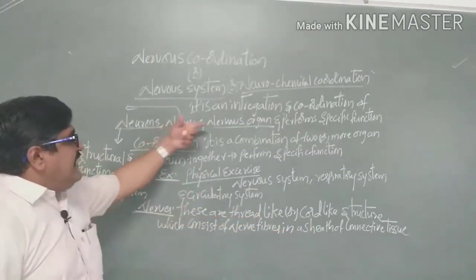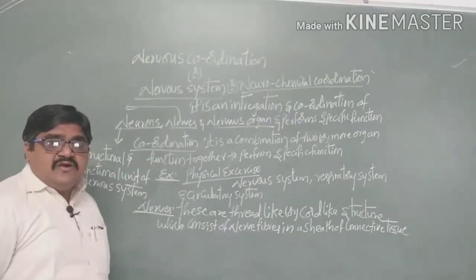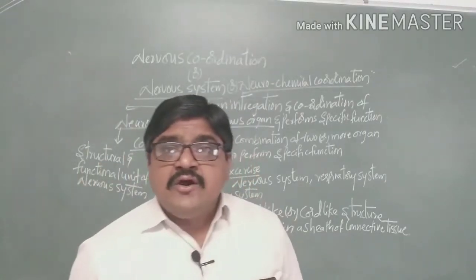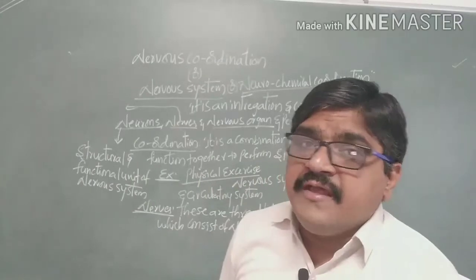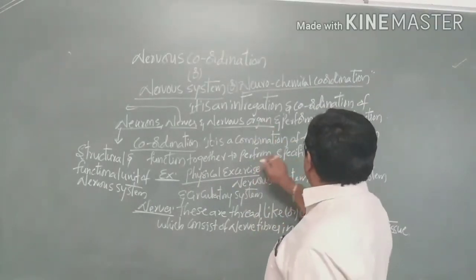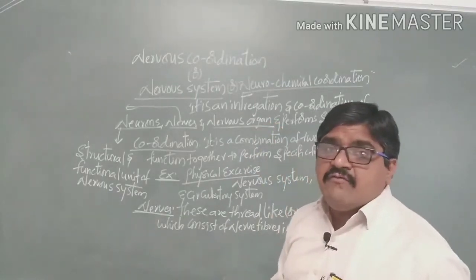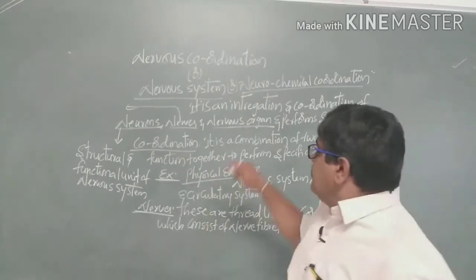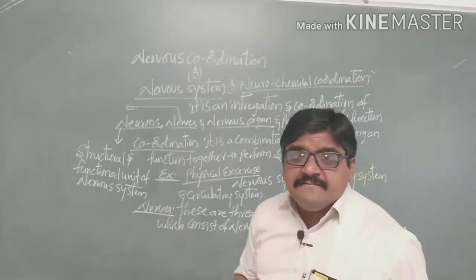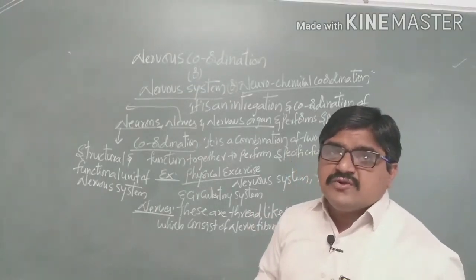So here, nervous organs in our body are helpful for the controlling and coordination of the body parts. There are two nervous organs present in our body. One is the brain and the second one is the spinal cord. So these are the two main organs.